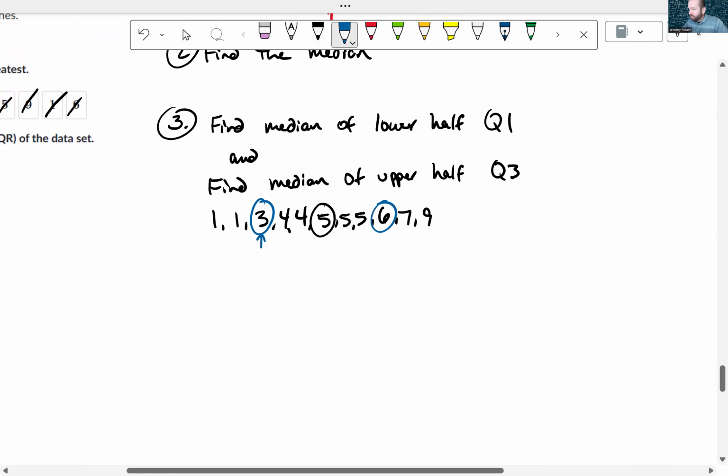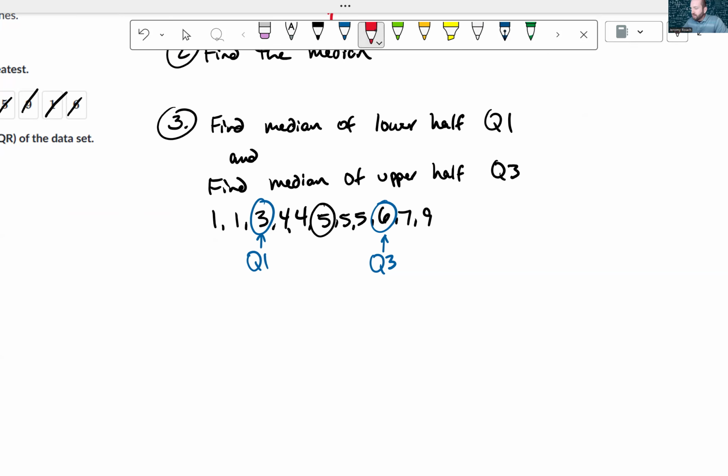Median of the upper half is 6. So that's quartile 1, and that's quartile 3. Okay, so again, these quartiles divide the data into roughly 4 equal sections. So here's our median. So now we can say this is section 1, this is section 2 from quartile 1 to the median, from the median to quartile 3, section 3, and from quartile 3 onward is section 4. So we've just divided our data into fourths.